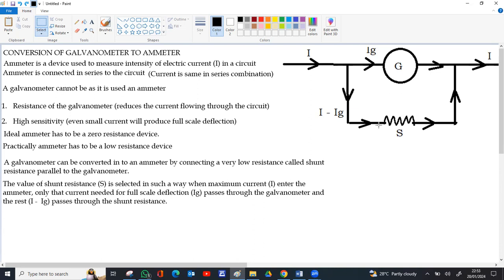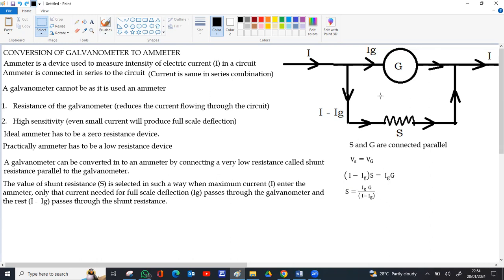Now the value has to be calculated based on the current. These two are parallel, the galvanometer and shunt resistance. So the voltage will be the same for both. Voltage you can calculate as current into resistance. So (I minus Ig) into S will be equal to Ig into G. From this you can find S as Ig into G by (I minus Ig). Now this is the value of shunt resistance. It's very clear.